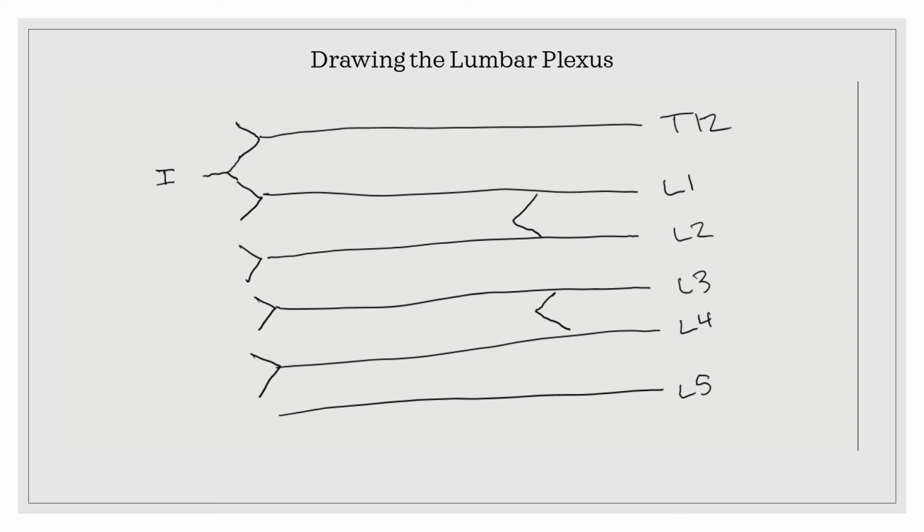We will now join T12 and L1, and this will create iliohypogastric. Ilioinguinal then becomes the lower part of L1. Next, we join L2 and L3, and this provides us with lateral cutaneous nerve of the thigh. Remember, this is the only one out of the lumbar plexus that is sensory information only. To get the femoral nerve, we will connect L2, L3, and L4.